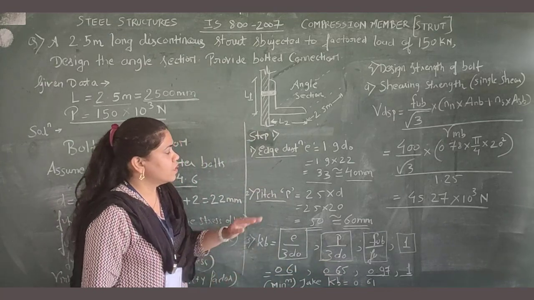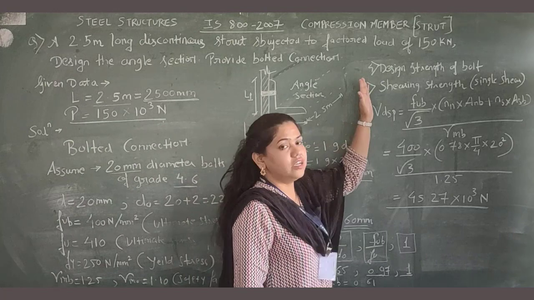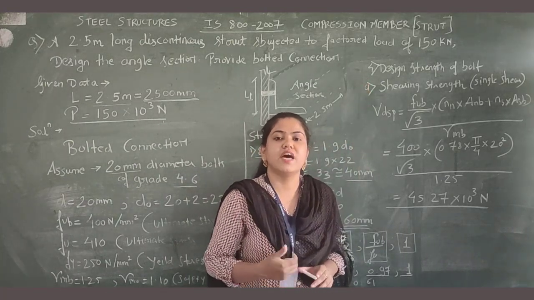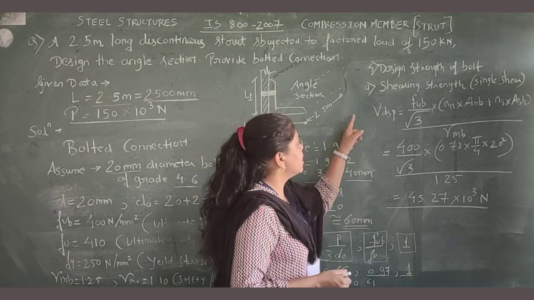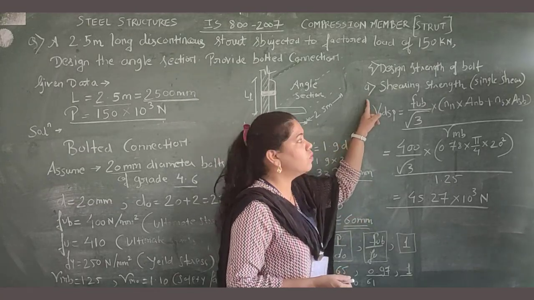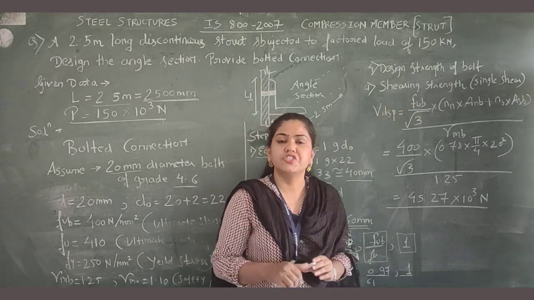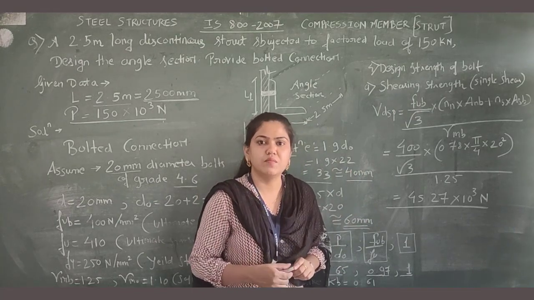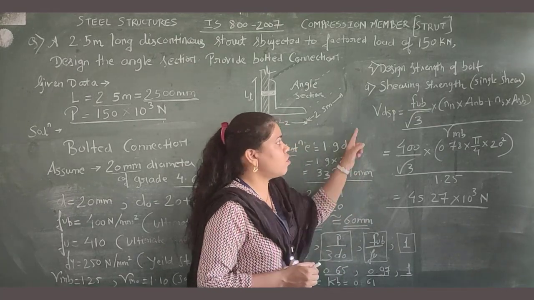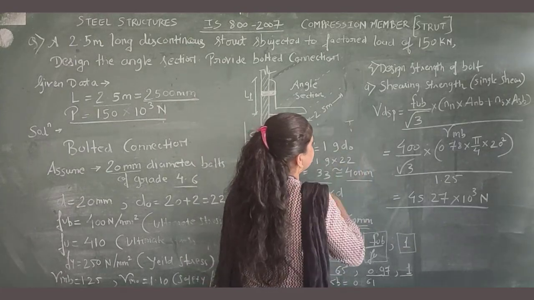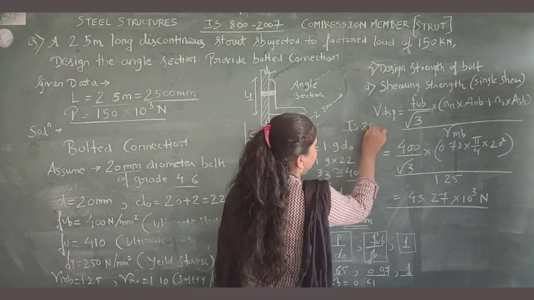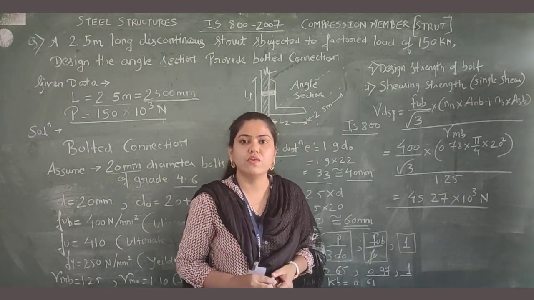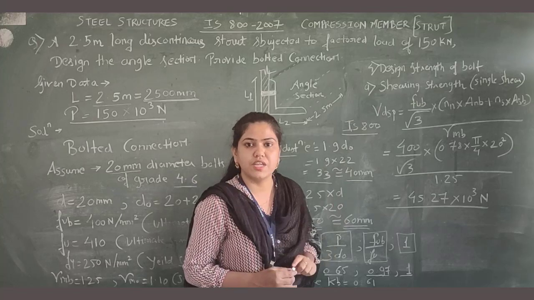Okay, so now the main criteria for designing the bolted section, you have to calculate the design strength of bolt. Here in this case, first of all, I calculate the design strength of bolt in shearing. For calculating the design strength of bolt in shearing, there is a formula which is already given in Indian Standard 800. You have to refer to IS code 800:2007 for this formula for the shearing strength, right?